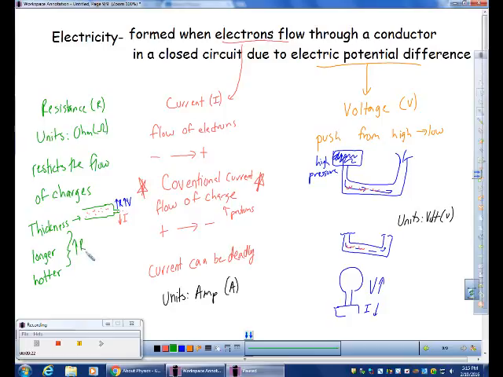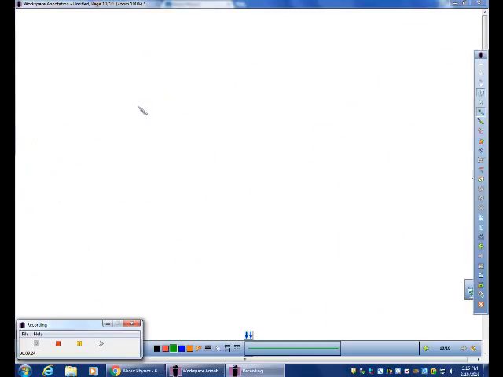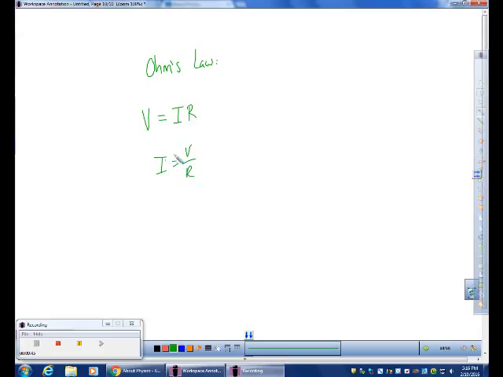So to connect all these ideas together, we have something that we call Ohm's law. Ohm's law states that the voltage is going to be directly proportional to the current and the resistance. And with a little bit of algebra, I can see that my current would be, again, directly proportional to my voltage and inversely proportional to my resistance.